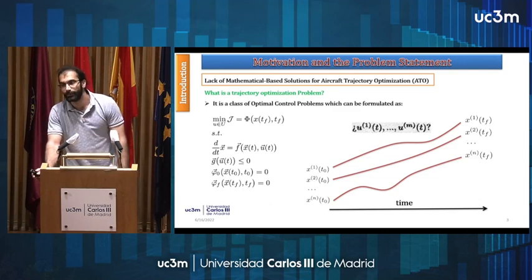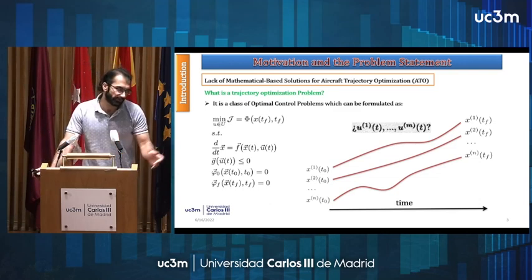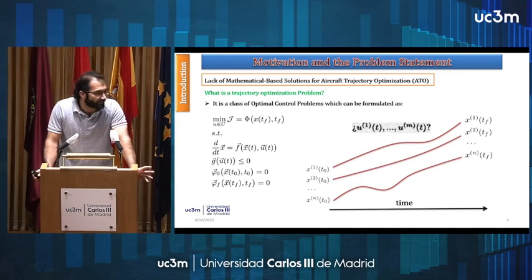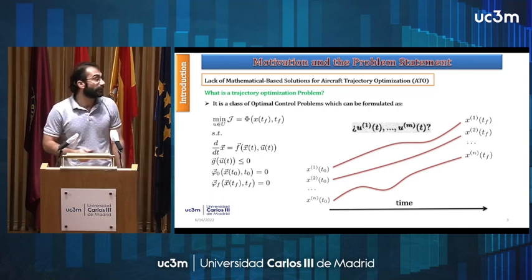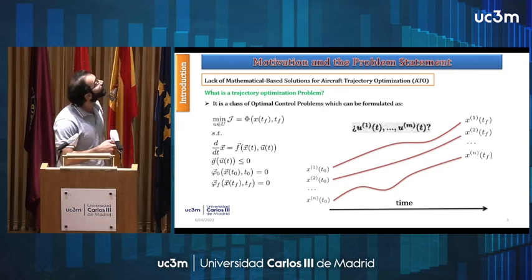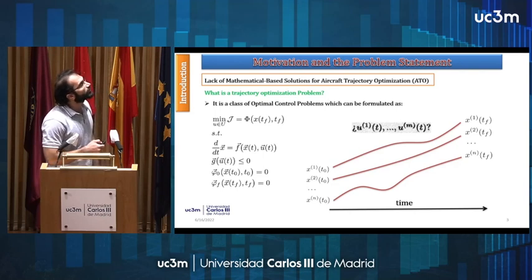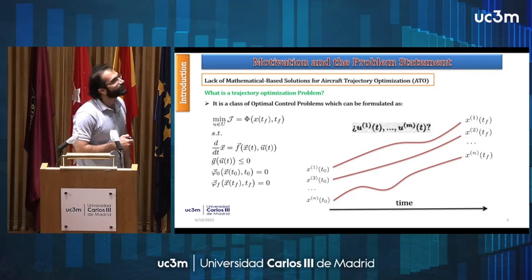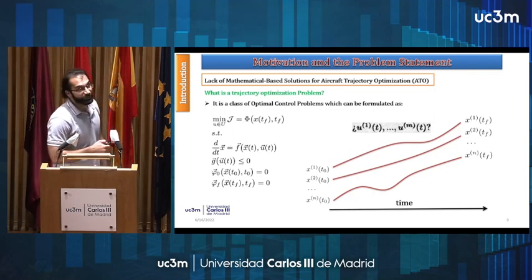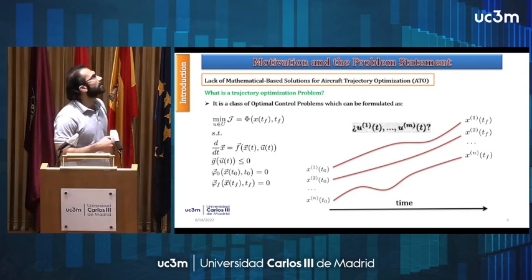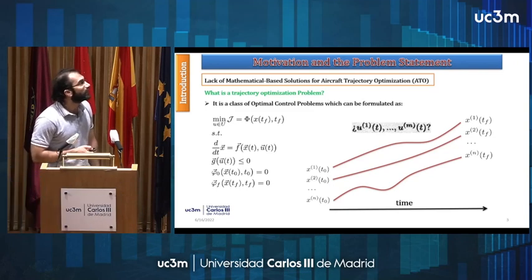This is a class of optimal control problem that can be formulated as you can see here in a Mayer form. Here we have the objective function, subject to system dynamics, some inequality constraints and boundary conditions. These system dynamics and these boundary conditions are somewhat regarded as equality constraints as well.